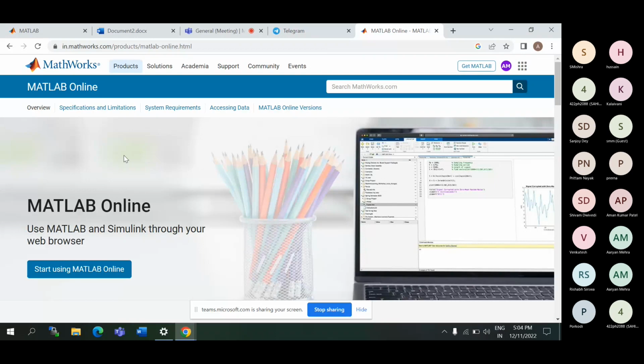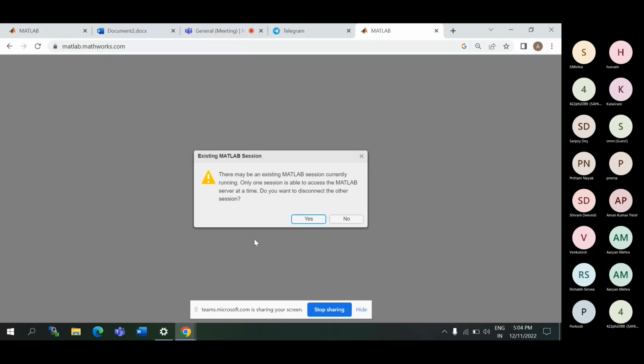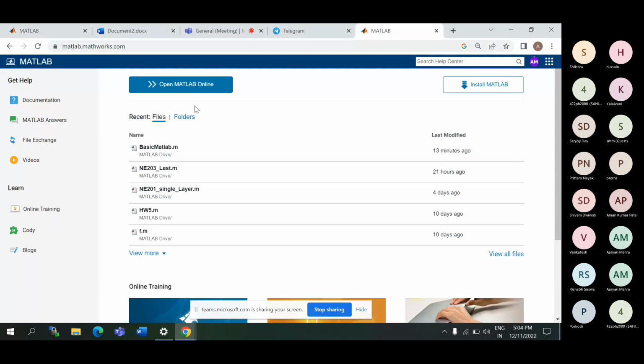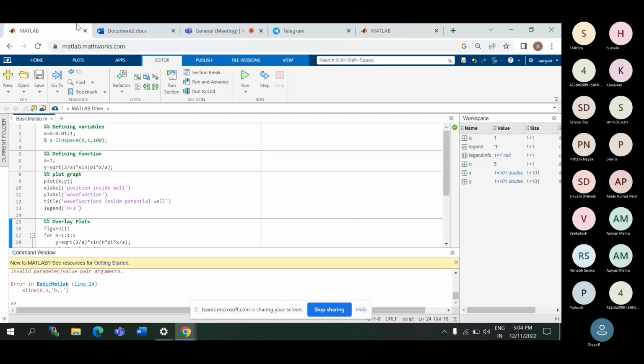When you go to a page like that, you just have to click start using MATLAB online. For me, it is directly taking me to this page, but for you, it will ask you to sign up. You can sign up very easily: put in a Gmail address and log in. It will send you an OTP and you just log in through that. Very simple process. Once you do all that, a very new page will appear.